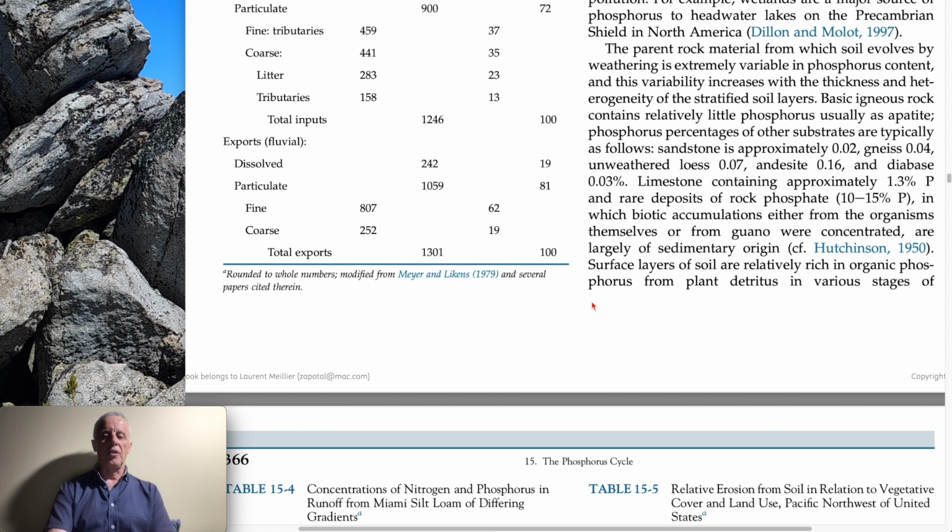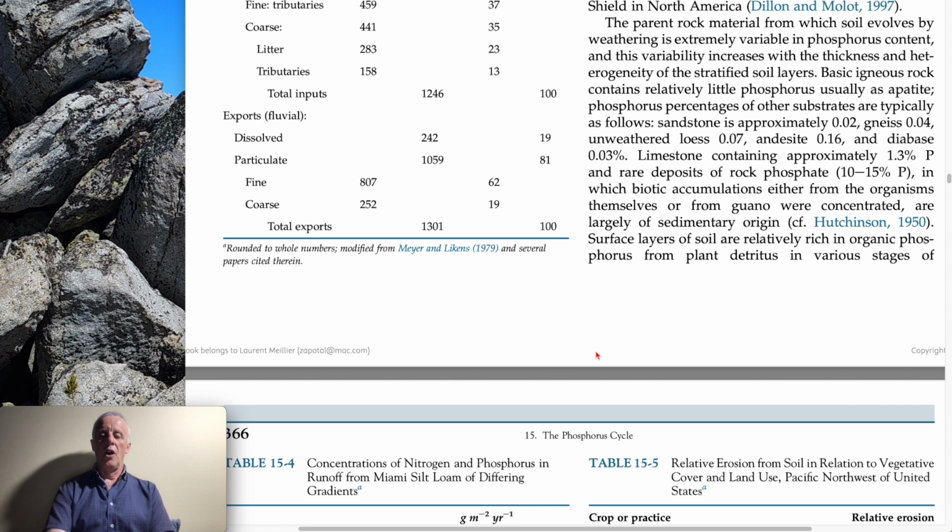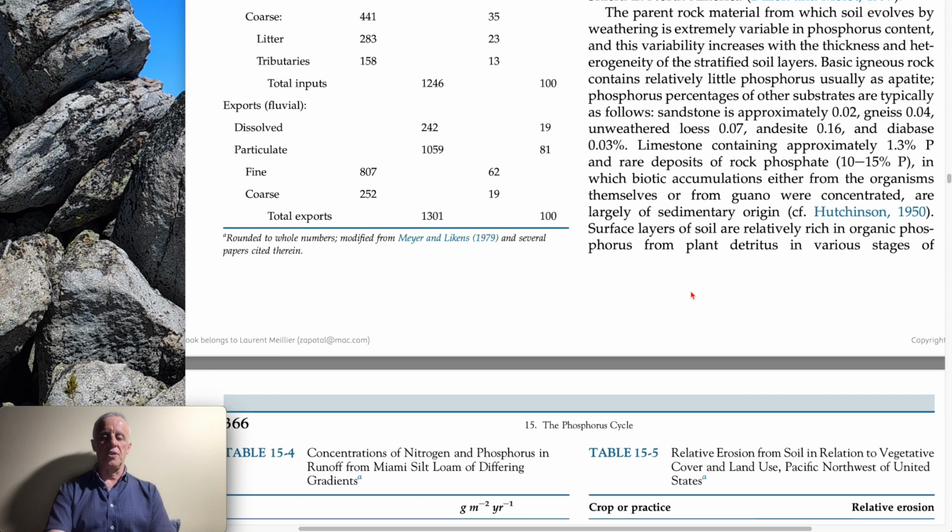Basic igneous rock contains relatively little phosphorus, usually as apatite. Phosphorus percentages of other substrates are typically as follows. Sandstone is approximately 0.02, gneiss is approximately 0.04, unweathered loess is approximately 0.07, andesite is 0.16, and diabase is 0.03%. Limestone contains approximately 1.3% phosphorus, and rare deposits of rock phosphate contain 10 to 15% phosphorus, in which biotic accumulation, either from the organisms themselves or from guano, where concentrated, are largely of sedimentary origin.